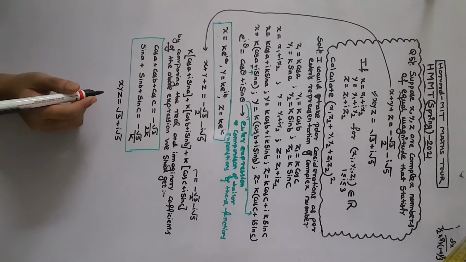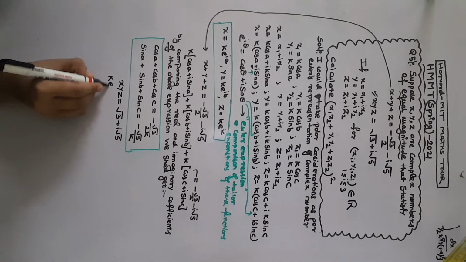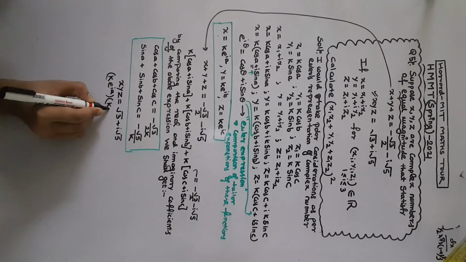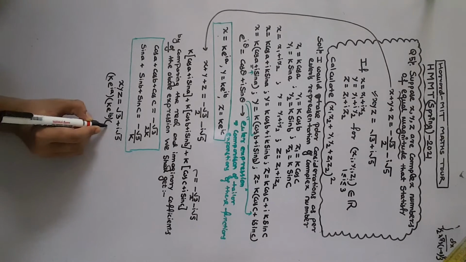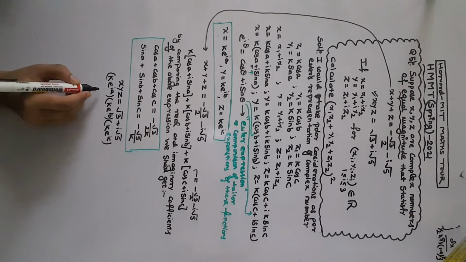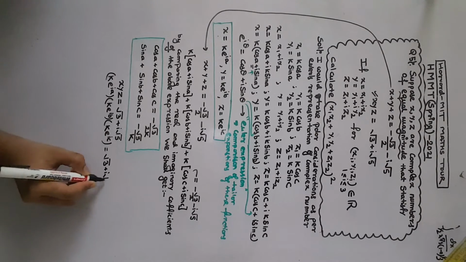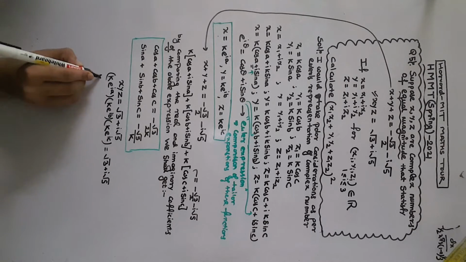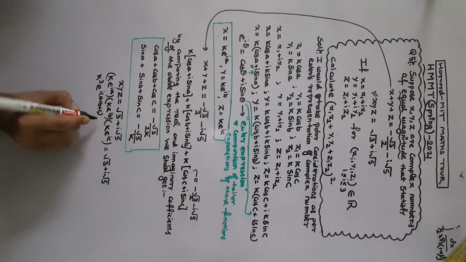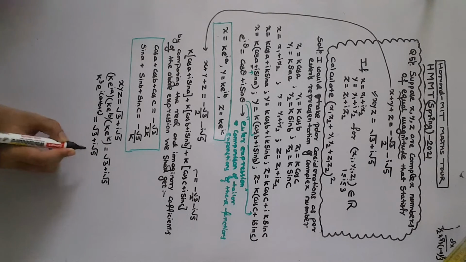So proceeding with the thing, I am going to do k into e to the power of ia multiplied with k into e to the power of ib multiplied with k into e to the power of ic. Okay, so it will be root 3 plus i root 5. It will be k cube e to the power of i times a plus b plus c. It is equal to root 3 plus i times root 5.